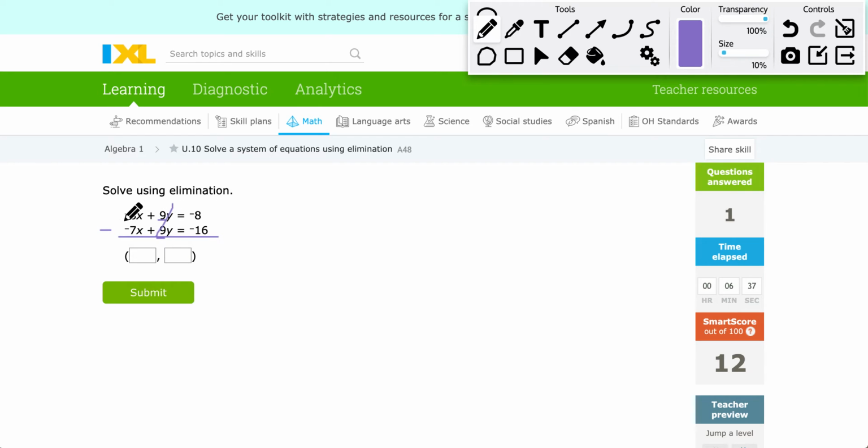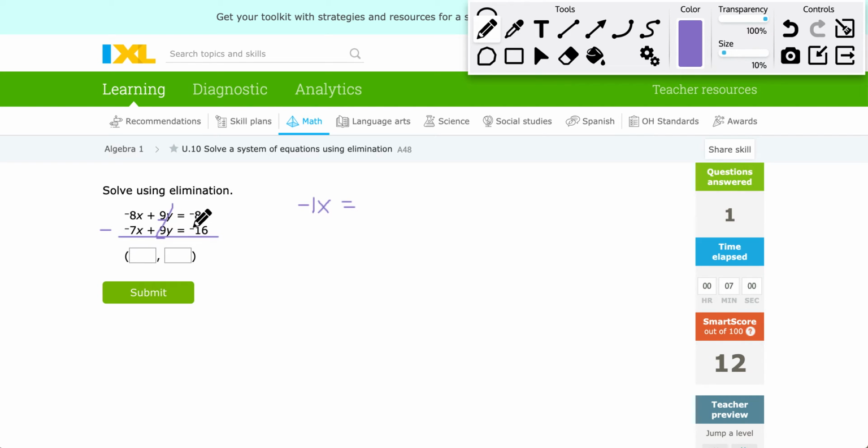So negative 8 minus a negative 7. Well, this minus a negative 7 is like I'm adding 7. So that would give me a negative 1x. And remember, you could use a calculator if you want. That's totally fine. The y's cancel, equals negative 8 minus a negative.